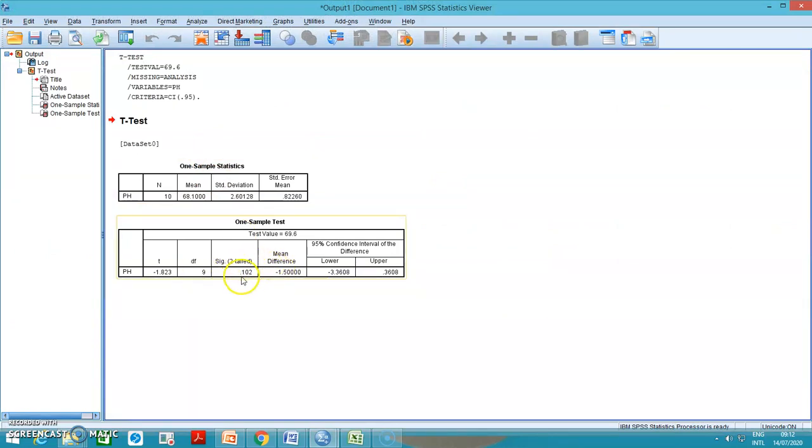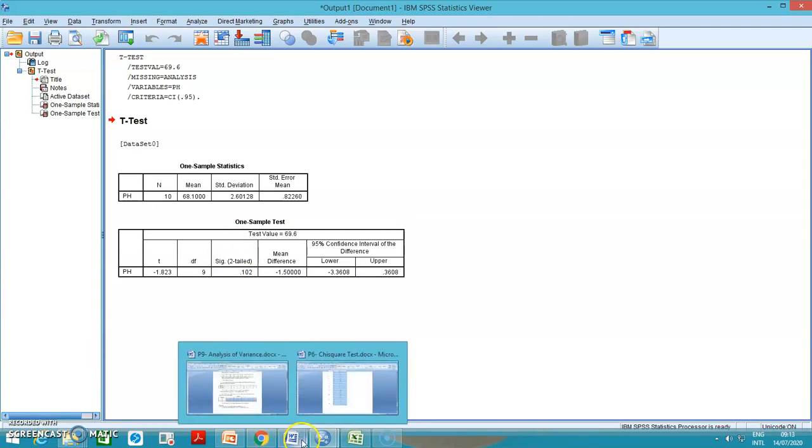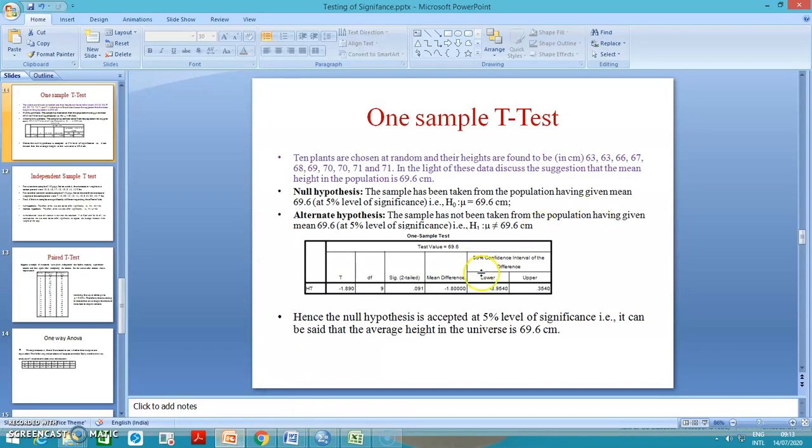We need to see the t value here. The t value is minus 1.823 and the degrees of freedom is 9. We have 10 observations, so n minus 1 gives 9 degrees of freedom, and we always have to see the significance value. It is not significant here because it is greater than 0.05. So we accept the null hypothesis and reject the alternative hypothesis.